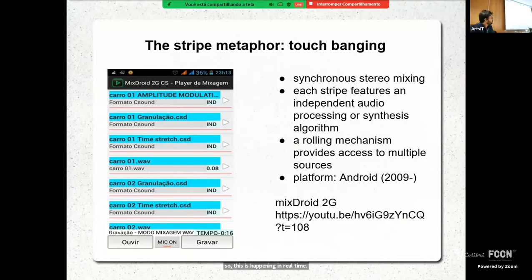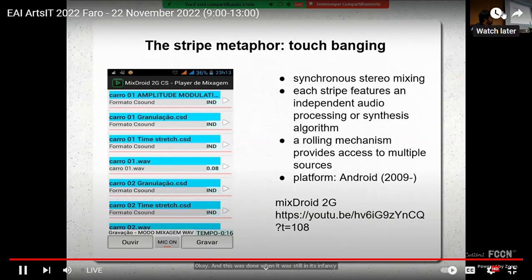Okay, and this was done when Android was still in its infancy, like at the beginning of Android. It was really hard to get it going.